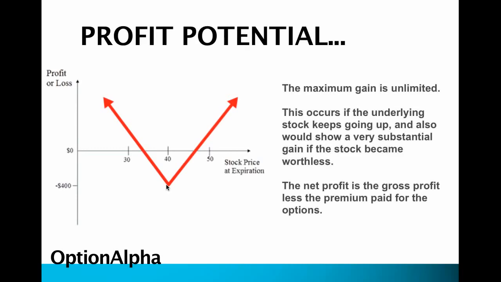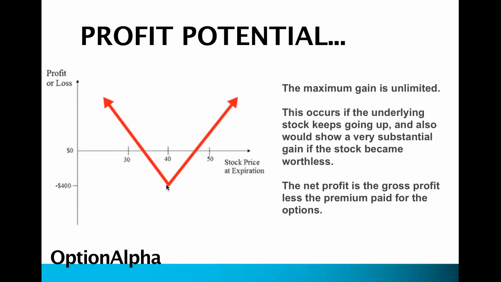The profit potential for this strategy is of course unlimited. Really, the stock could go up as far as it wants. It could really go down as far as it wants, capped at zero, of course. But the net profit is the gross profit less the premium that you paid. So as always, if you have a strategy where you outlay about $400, which is your max loss, you have to at least make more than that in value of the options before expiration, before you can start to make money. But really, the profit potential for this strategy is virtually unlimited.